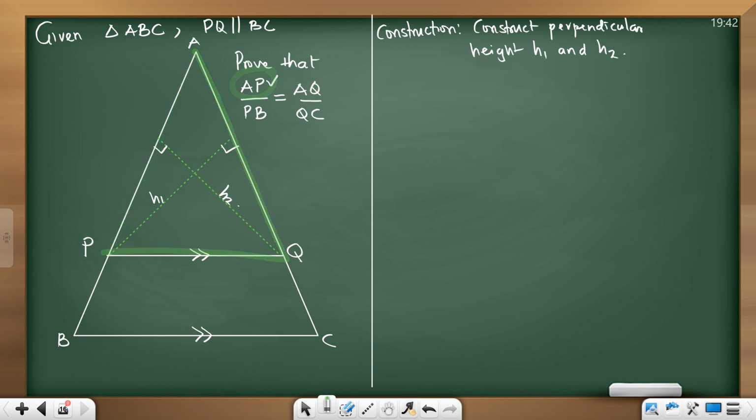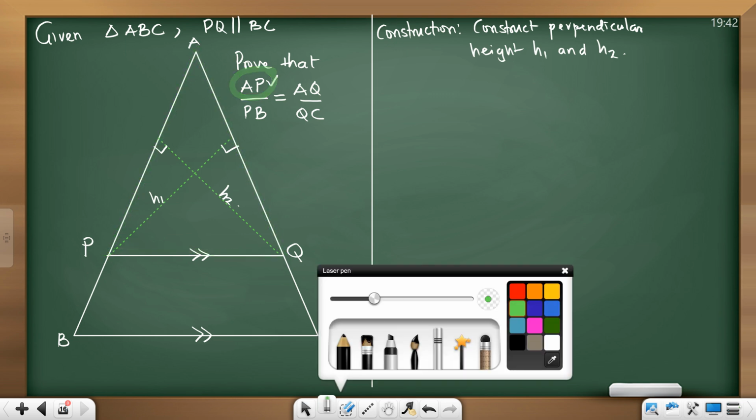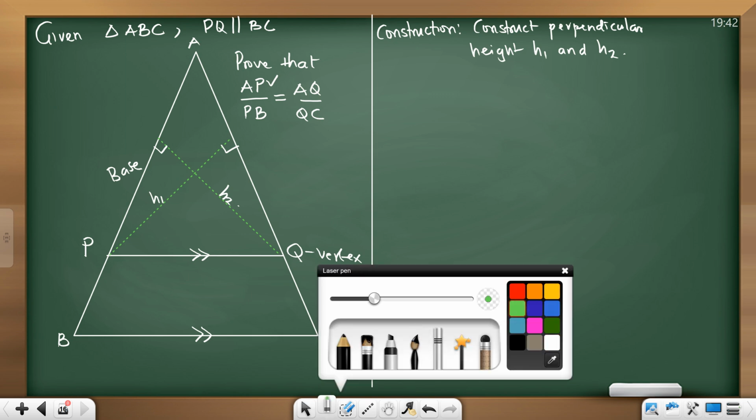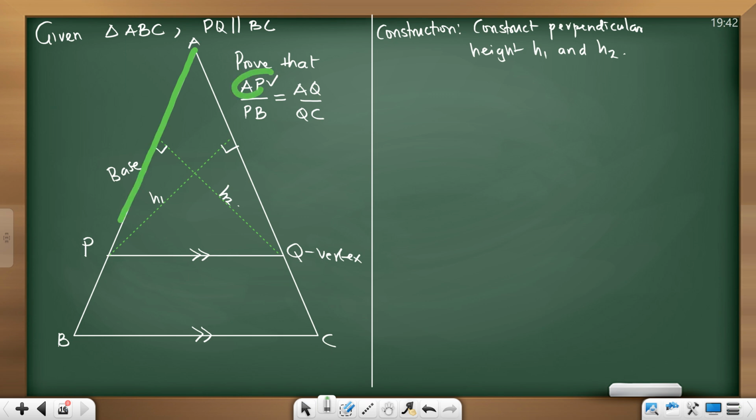AP is the base, right? It means that Q, please listen again. If AP is the base, Q is going to be the vertex. That's the top of the triangle. I'm going to highlight again, please. AP. Where's my vertex? What's the next one? What's my vertex? Q. Your vertex would always be the middle one.